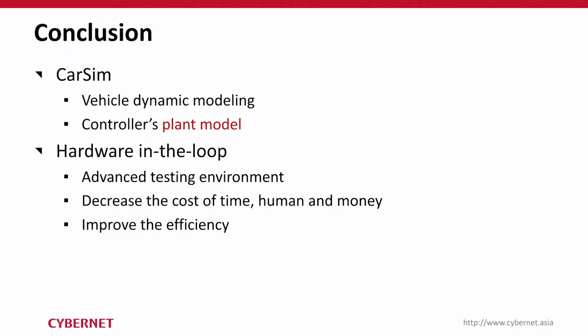Let's conclude for today's topic. At first, we talked about vehicle dynamic modeling with the introduction of CarSim. We also talked about the controller plant model. Then, we introduced the hardware-in-the-loop testing method. Hardware-in-the-loop is an advanced testing environment. Automotive engineers use this testing method to decrease the cost of time, the cost of human resources, and the cost of money. All of this is to improve the efficiency of product research and development.